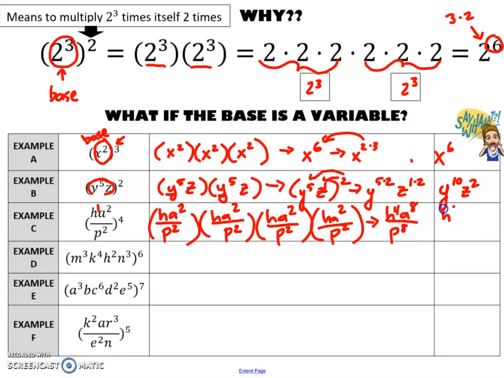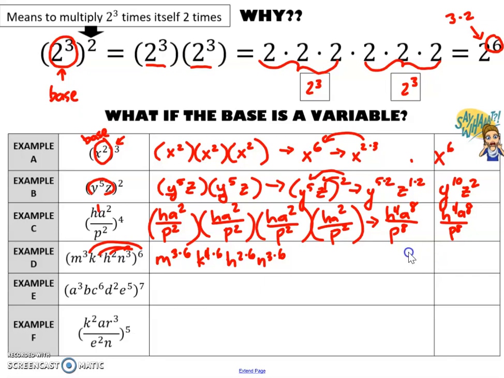Okay, so it still works with division. You just multiply it times all the exponents. Okay, so here we go. We have m to the 3rd, k to the 4th, h squared times n to the 3rd, all raised to the 6th power. Okay, so we're going to go straight into our rule. So it would be m to the 3rd times 6, k to the 4th times 6, h squared times 6, n to the 3rd times 6, right? So we're taking 6 times all of our exponents inside.